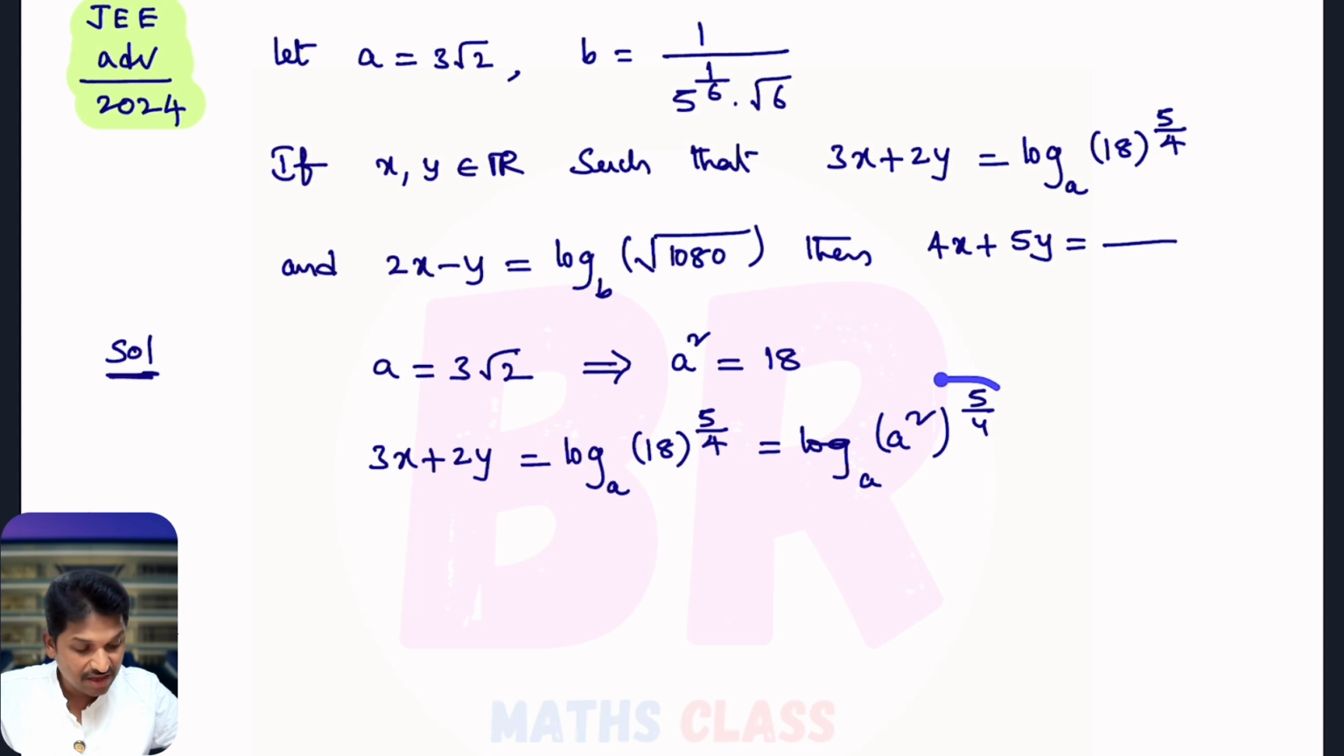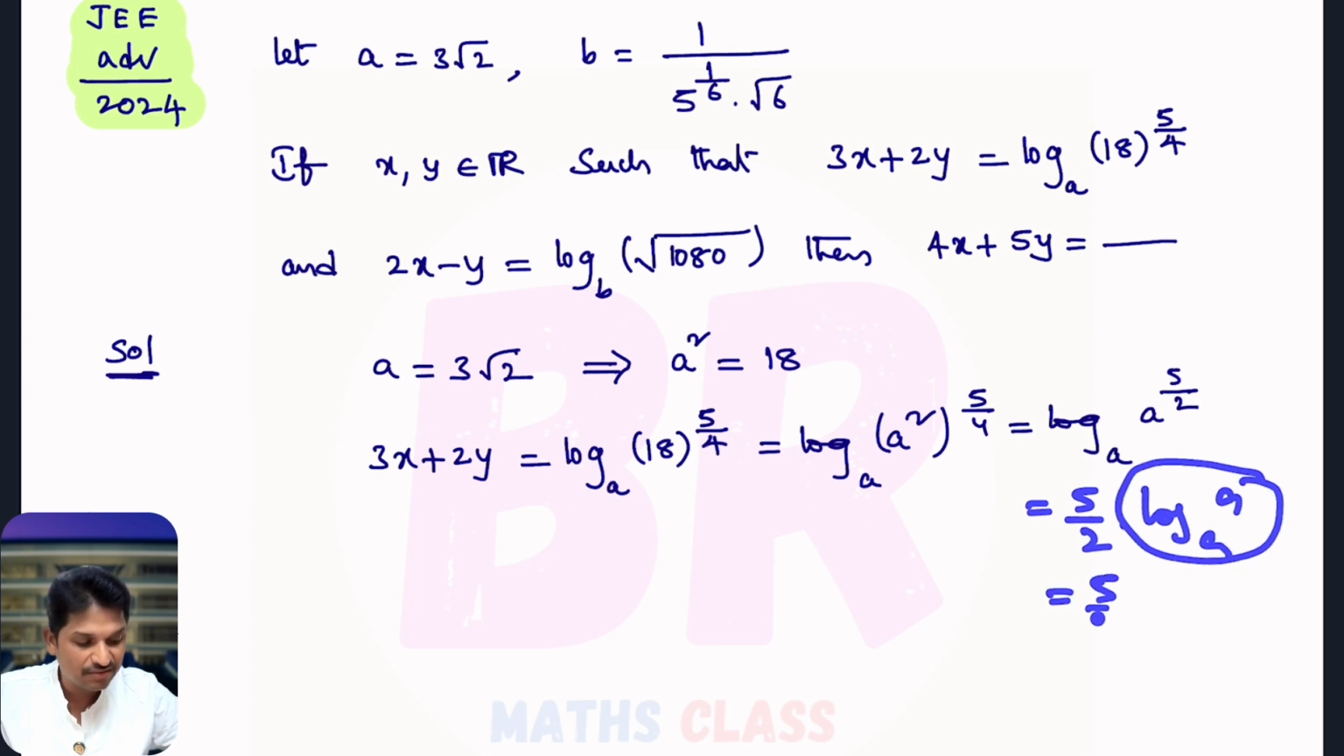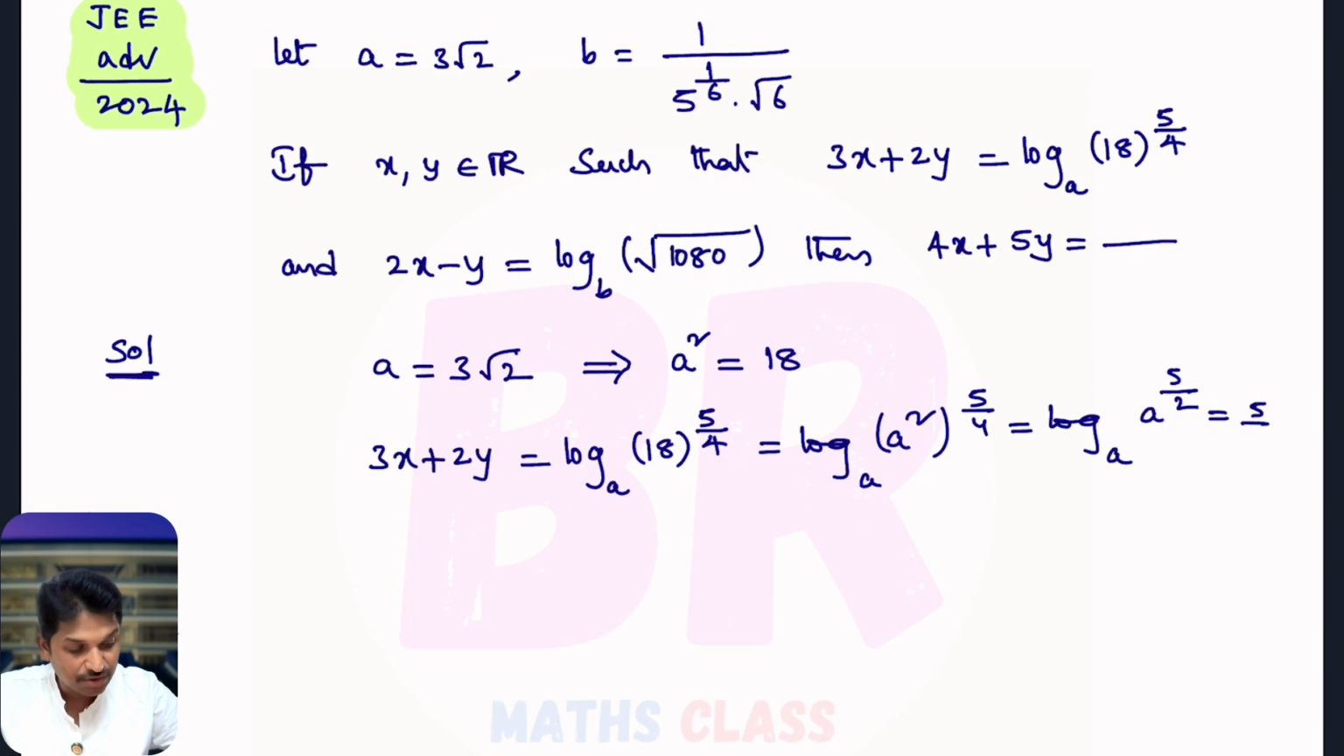So this is a power m whole power n. So this is logarithm of a power 5 by 2 base a. See, logarithm of a power m base b type. So this is nothing but 5 by 2 into log a base a. Log a base a value is 1. So this is 5 by 2.